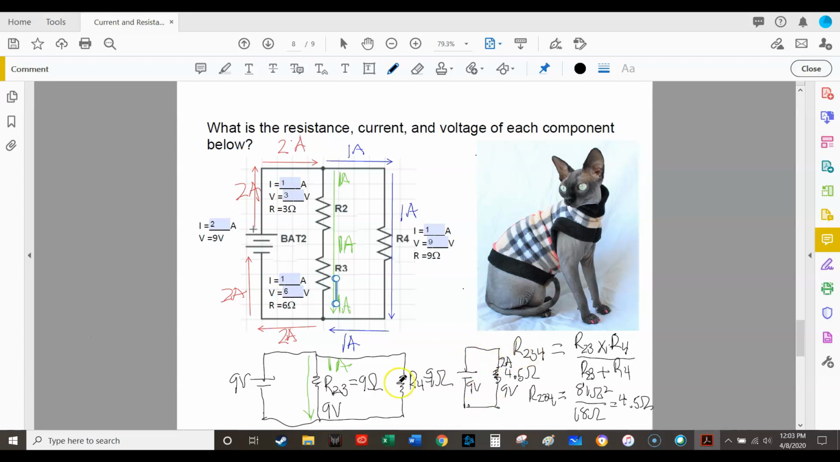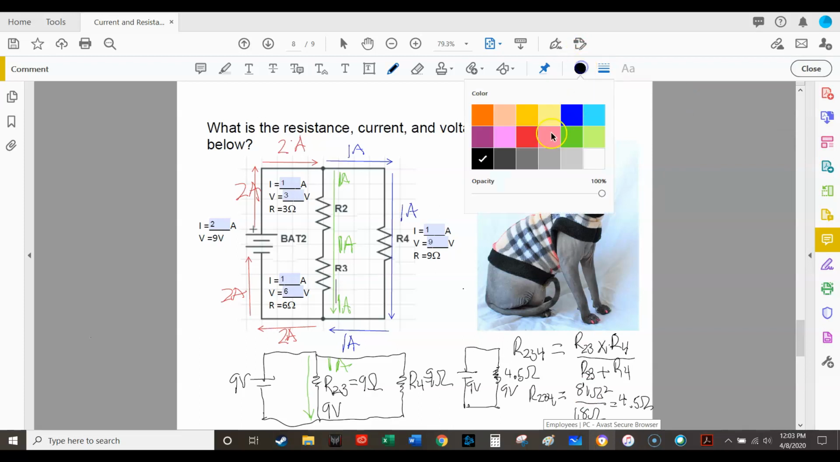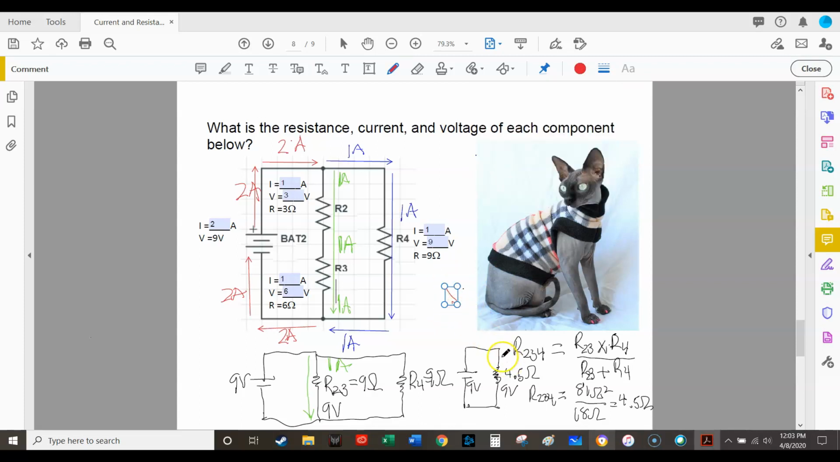So again, if you combine resistors together, you could get the total current coming out from the battery. So I'm actually going to make that red. So that means this is going to be 2 amps, and that means the battery is producing 2 amps. So you could combine resistors together easily to get the 2 amps.